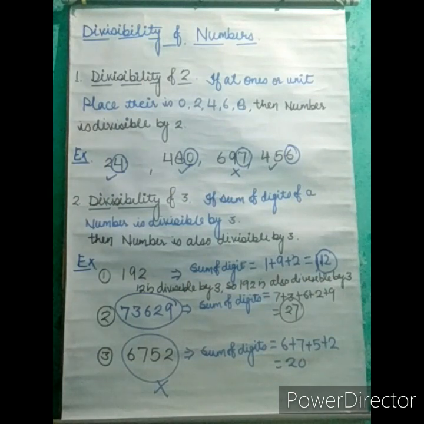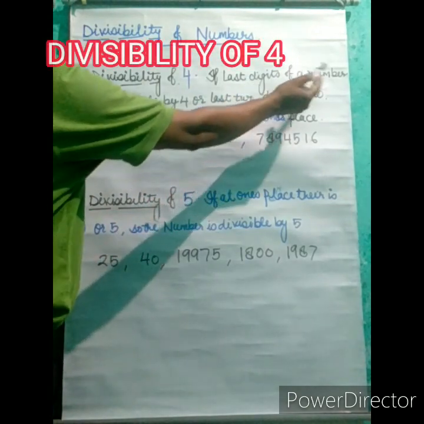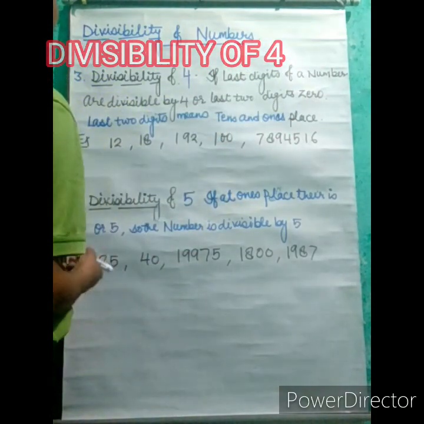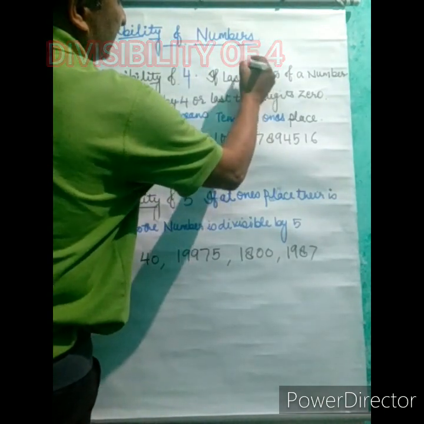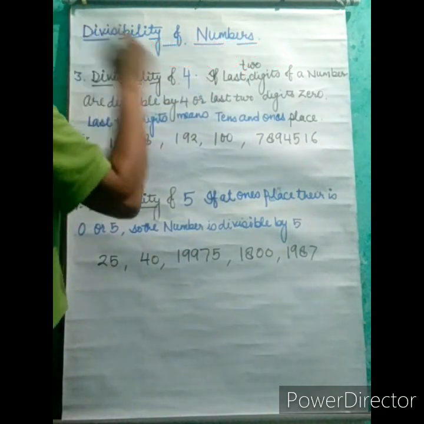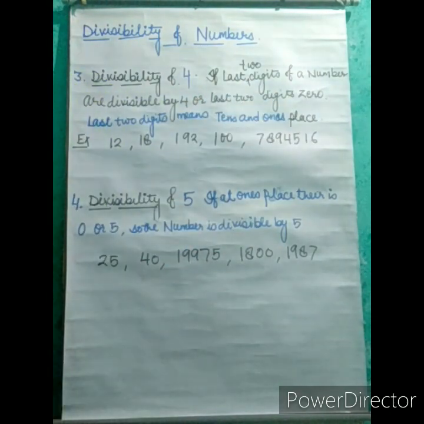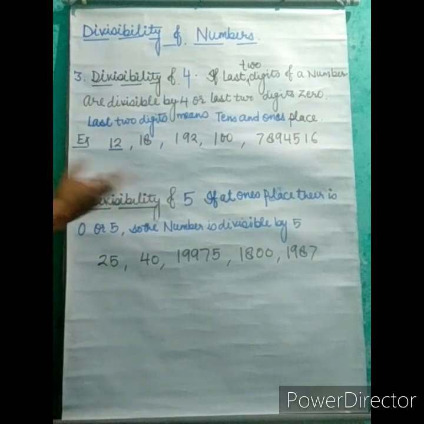Now next we will have divisibility of 4 and 5. Now see the divisibility of 4. What it defines is that if the last two digits of a number are divisible by 4, or the last two digits are 0, then the number is divisible by 4. Let's see here, this is a 2-digit number, so 12 is divisible by 4.